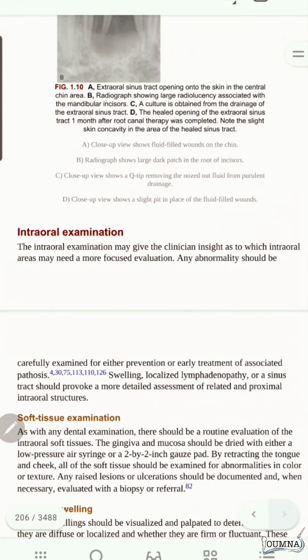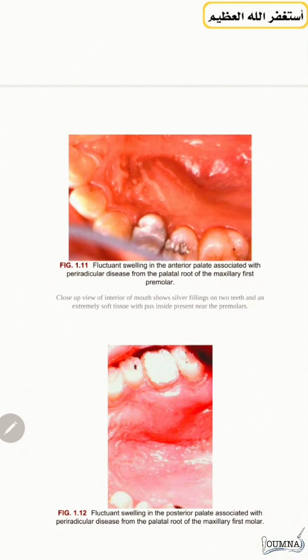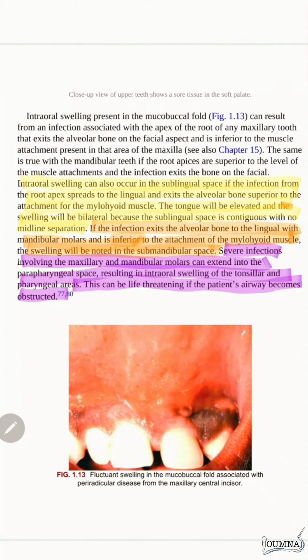Let's start with the intraoral examination. What can we see? We can see an intraoral swelling that is associated with the apical part of the tooth, which indicates a periradicular disease. The location of the apex determines where the swelling happens and its location and spread.